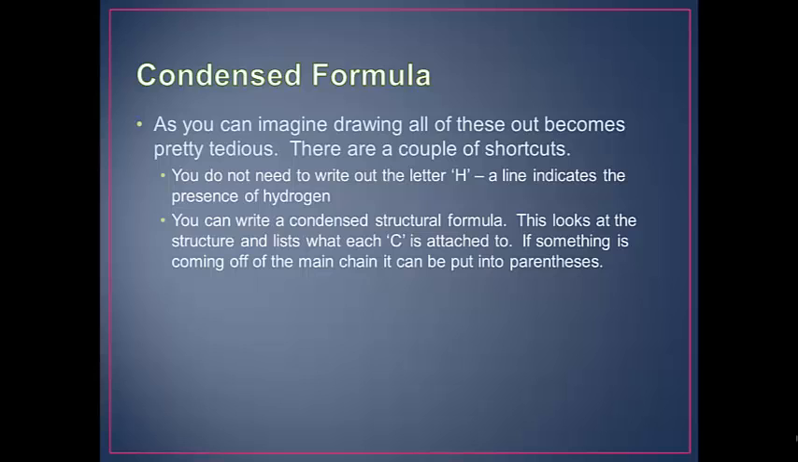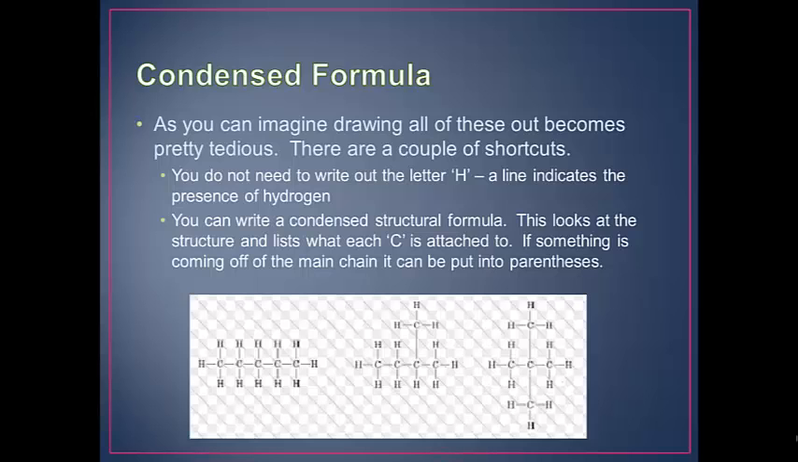Condensed formulas. So as you can imagine, drawing all of these out becomes really tedious really quickly. So there's a couple of shortcuts. You don't need to write out the letter H each time to represent the hydrogen. A line indicates the presence of a hydrogen. And you can write what's called a condensed structural formula, which looks at the structure and lists what each carbon is attached to. If something is coming off of the main chain, it can be put into parentheses.